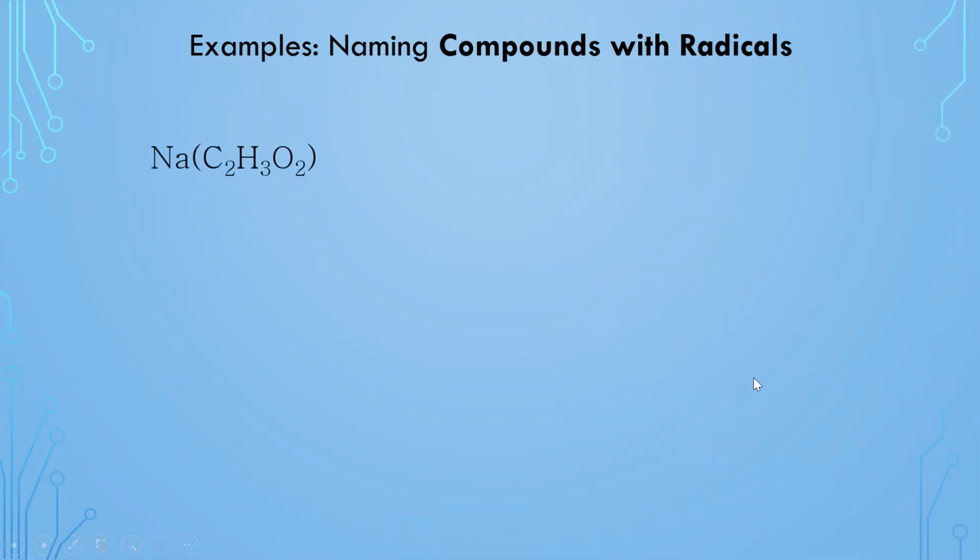In this case, we have NaC2H3O2. Now, I have it in parentheses, but it does not have to be in parentheses. Be aware of that. I'm going to say the name of the element, sodium, and then I'm going to look at my radical sheet for C2H3O2. That is acetate. The name of this is sodium acetate. Name of the element, name of the radical.